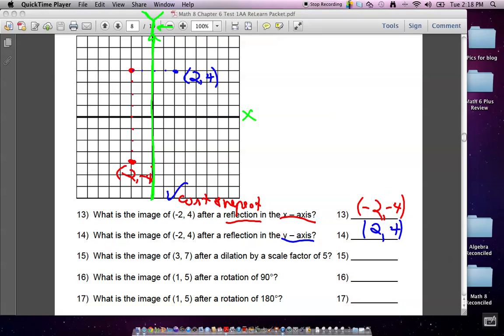What is the image of the point 3, 7 after a dilation by a scale factor of 5? I won't even graph this one. Dilation means multiply, scale factor of 5 means multiply by 5. 3 times 5 is 15. 7 times 5 is 35. That's a question that a lot of people got right.